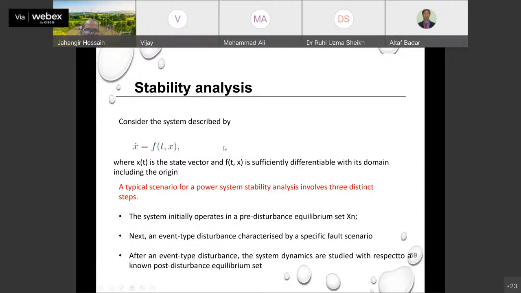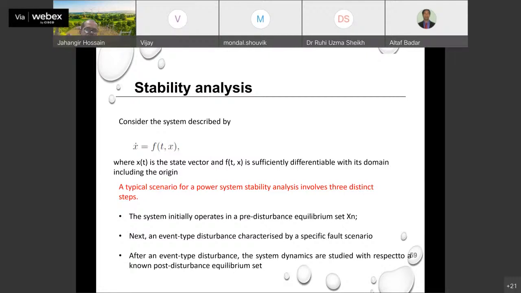Now, for any system, you could have three scenarios. First, the system operates before the disturbance. For example, let's say you have a power system, but you are not having any issue. Everything is fine. For that, you have an equilibrium point. What an equilibrium point means is that it has a very steady state voltage value, power value, and frequency value, all in a very steady state.